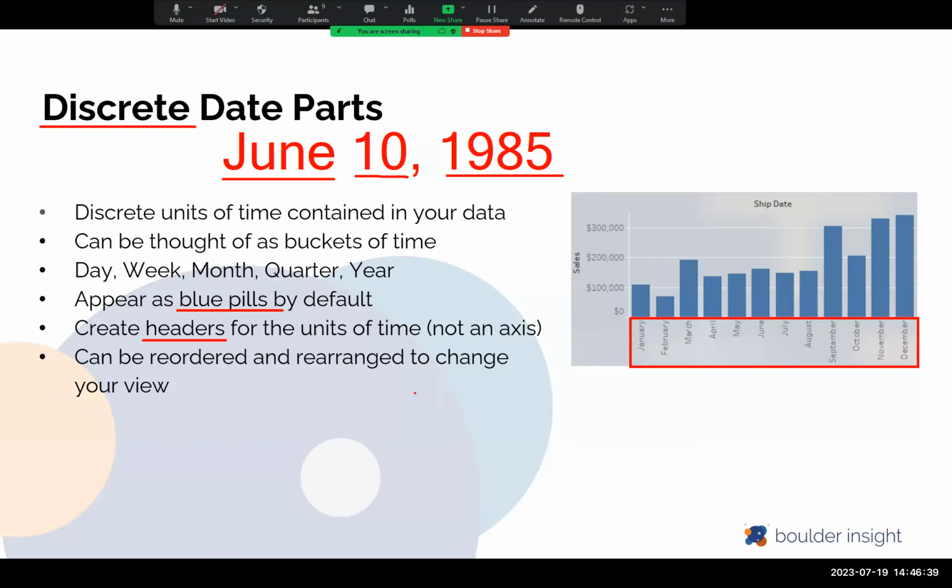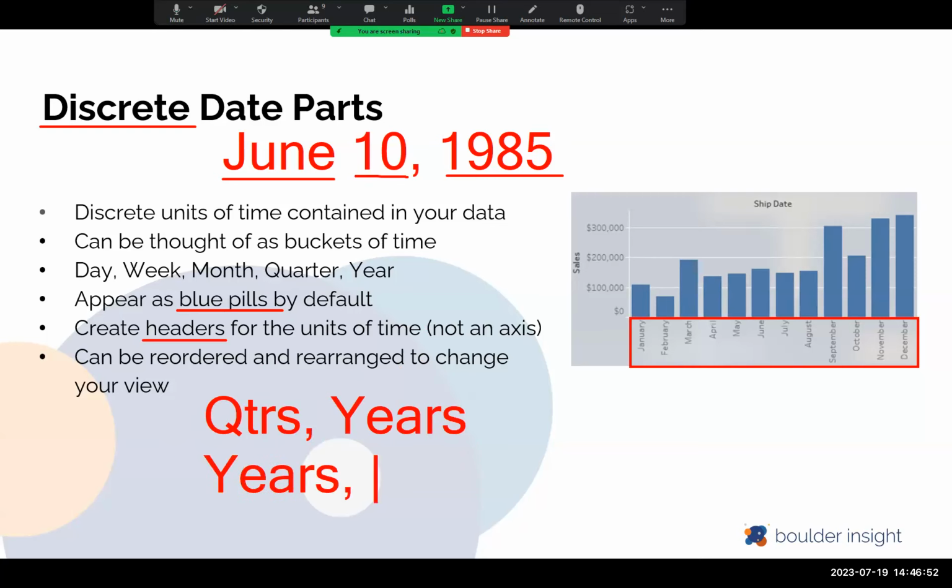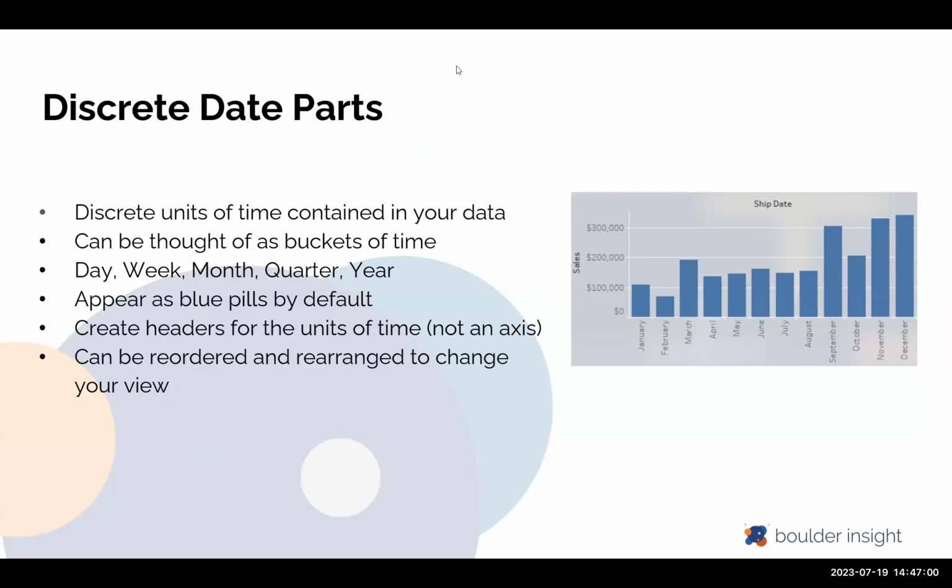These can also be reordered. I could decide I want to see quarters broken down by years, or vice versa, years broken down by quarters. By having these different discrete pieces, I can rearrange them as much as I want. So let me give you an example real quick.